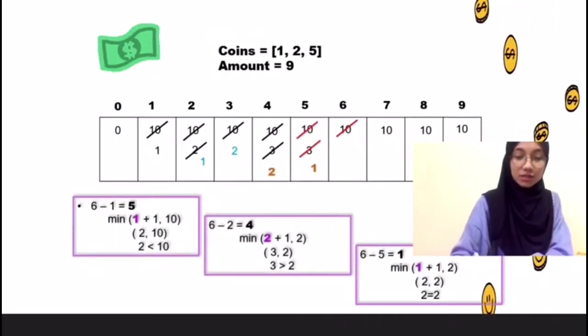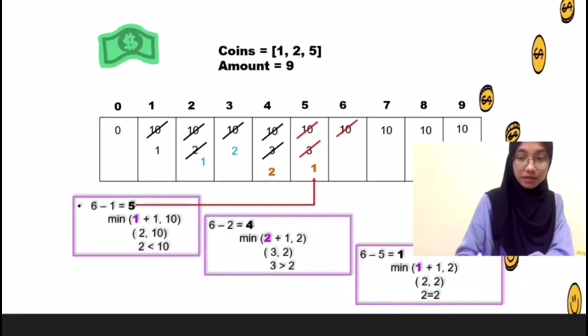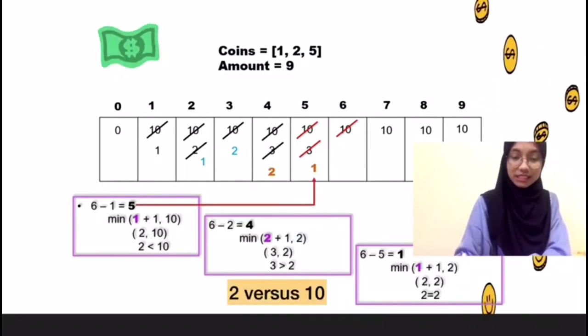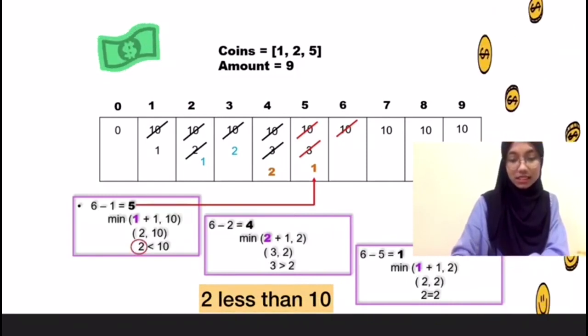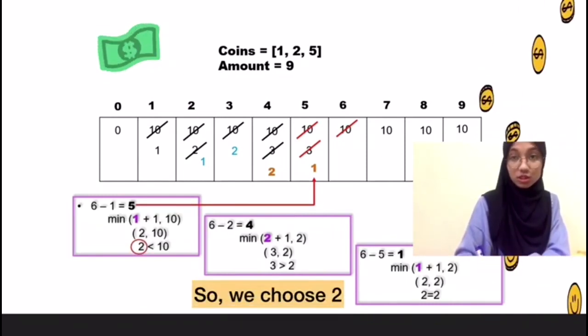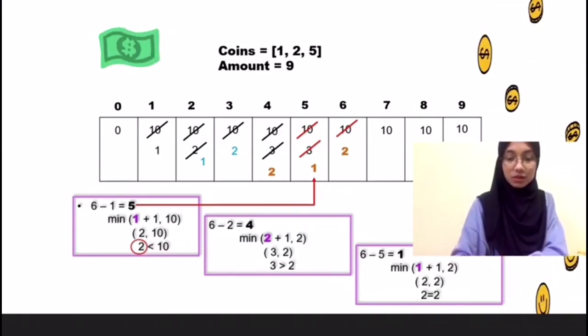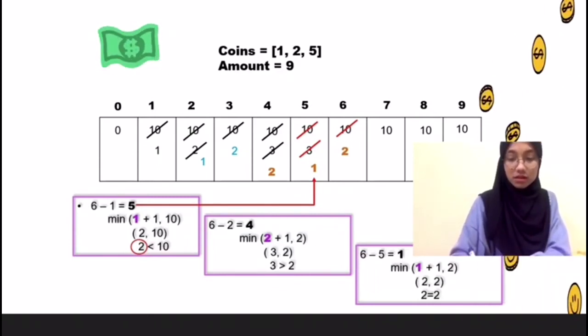6 minus 1, when we got 5, so it's going to be right here. So 1 plus 1, 2. 2 versus 10, 2 is less than 10. So we choose 2. And then 6 minus 2 equal to 4. The best answer is 2.